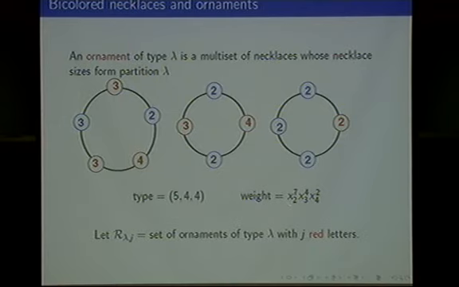And we're going to let R, lambda j, be the set of ornaments of type lambda with j red letters.